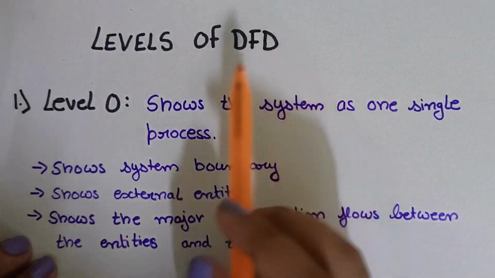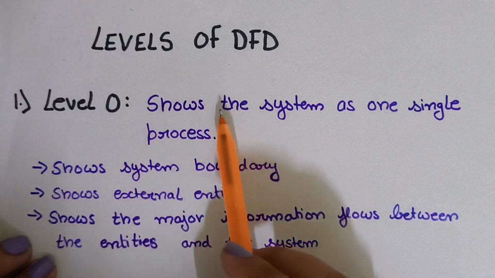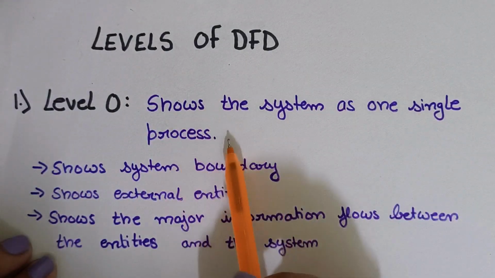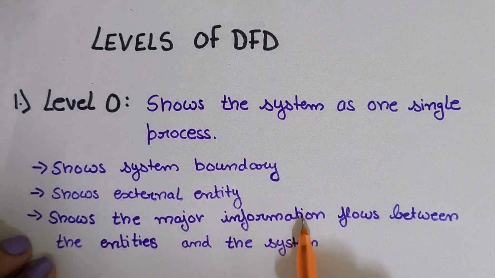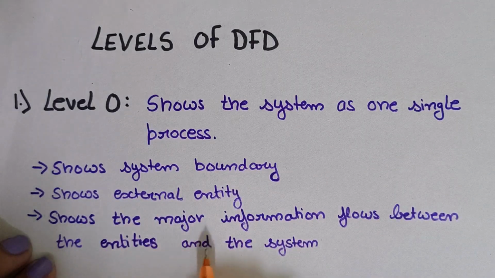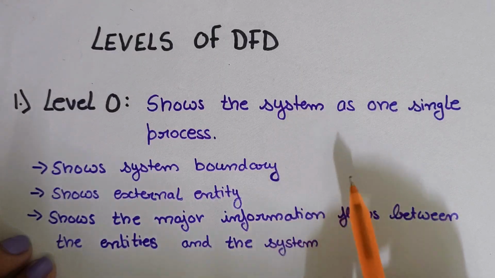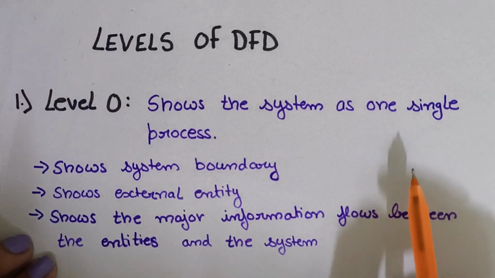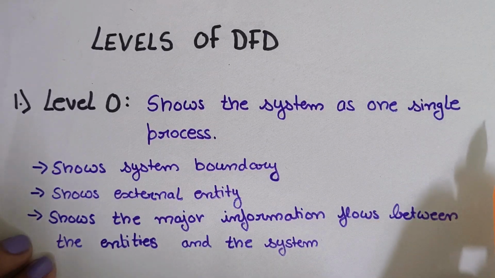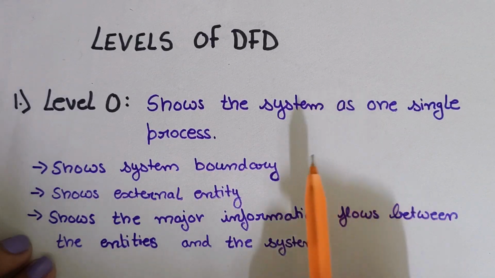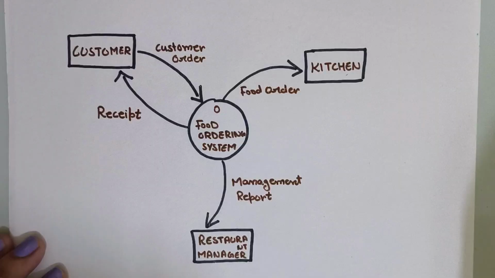Levels of DFD. First, level 0. It shows the system as one single process. It shows the system boundary and the external entities. It shows the major information flows between the entities and the system. Basically, it does not show internal details, only the big picture of input and output. It is also called a context diagram.